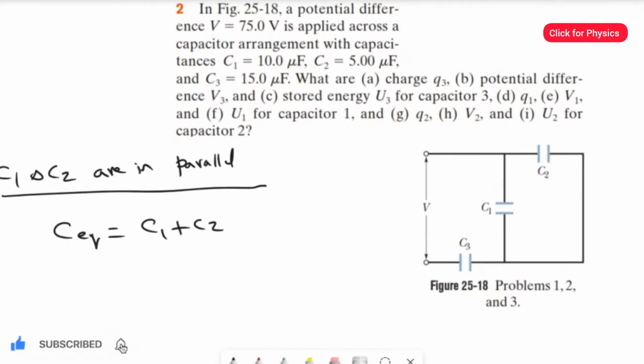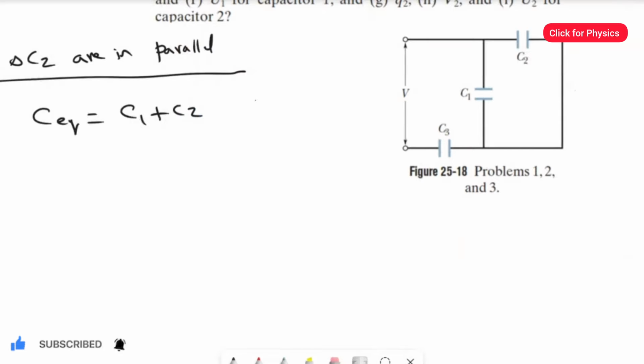Now we have to combine. Once you find the answer for C1 and C2, it is clubbed as one capacitor. After that, what will happen? It will be exactly in series with C3. So how will the diagram change after we club C1 and C2? After you make C1 and C2 parallel, it will be clubbed as one capacitor, and then it will be exactly in series with C3.